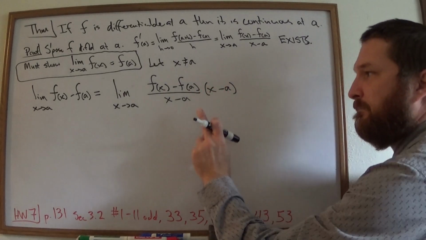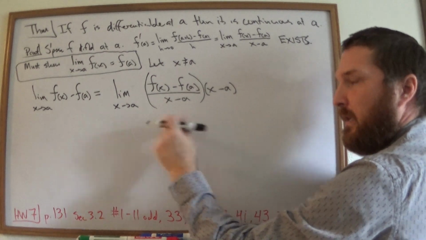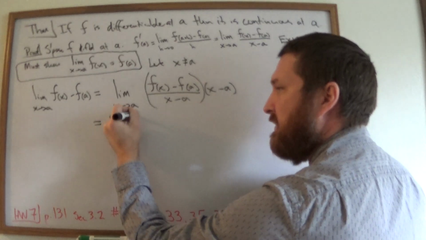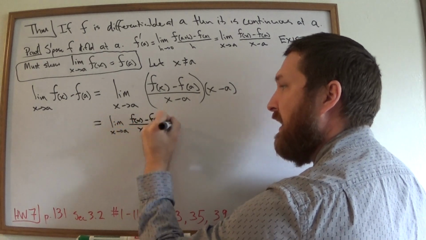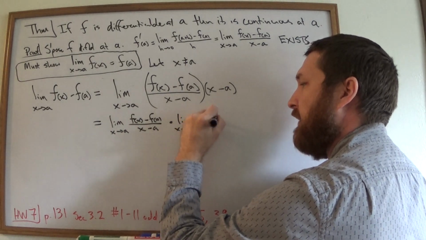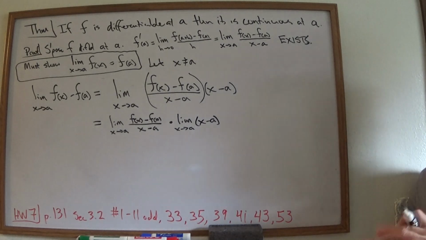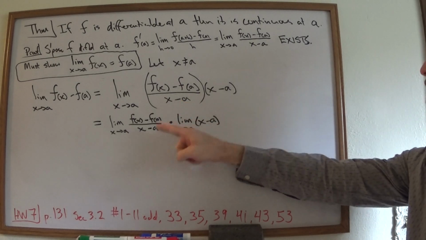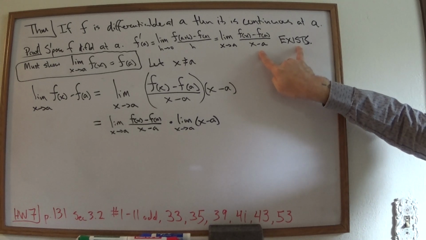So, by the limit laws, this is a product. And so the limit laws tell me I could take the limit as x goes to a of f of x minus f of a over x minus a, and then just multiply that by the limit as x goes to a of x minus a. Limit laws, okay? And you're like, well, wait a minute, you could only do that if that's non-zero. But this limit exists, so it actually cancels out somewhere, doesn't it?